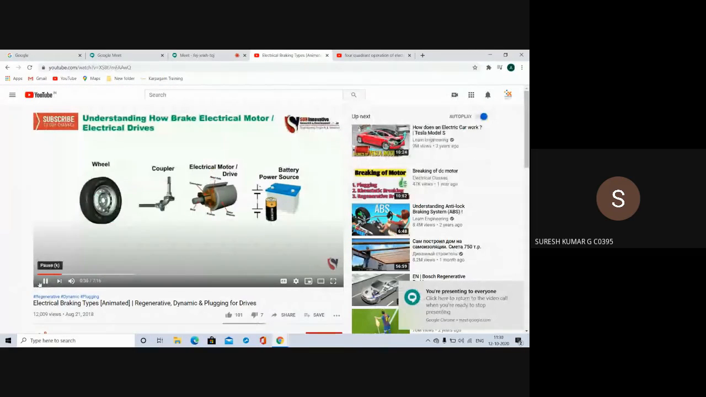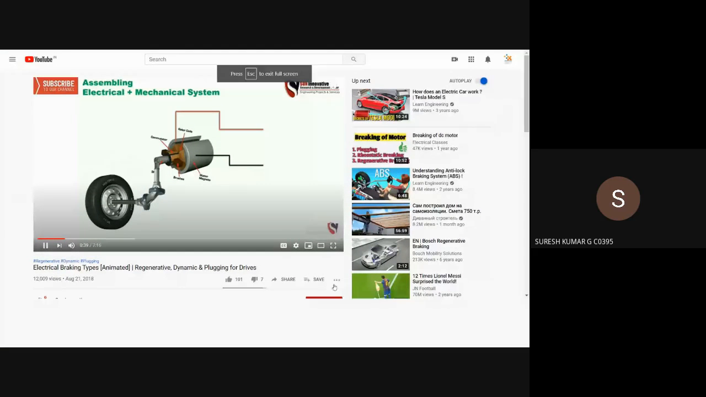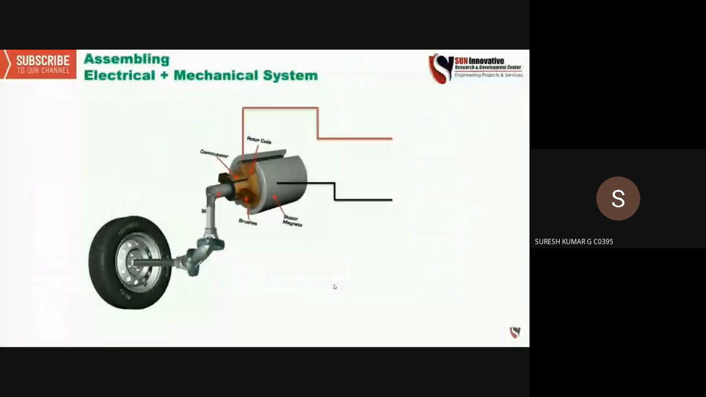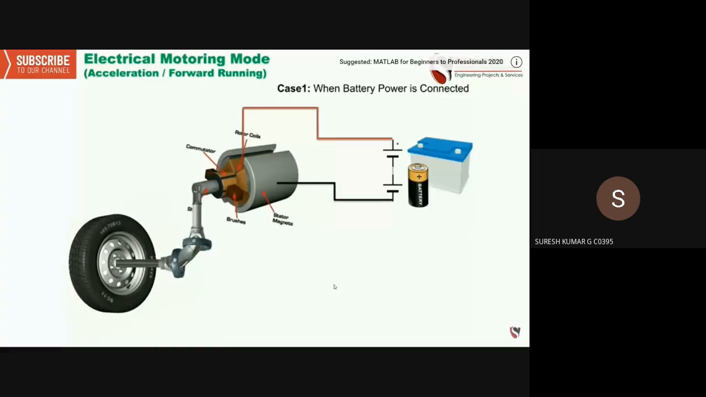And these four are required to assemble one electrical plus mechanical system, which is shown in the figure. The tire is connected with the shaft, and the shaft is again connected with the electrical motor, which is connected to the battery again.